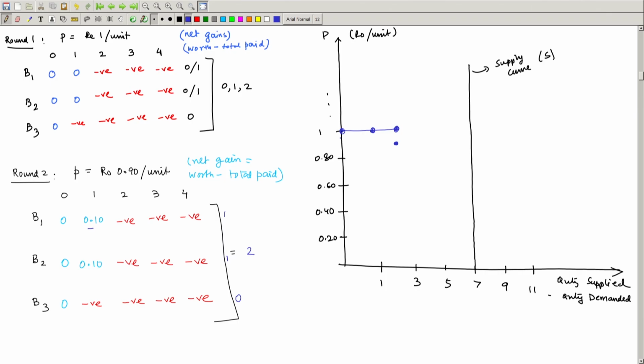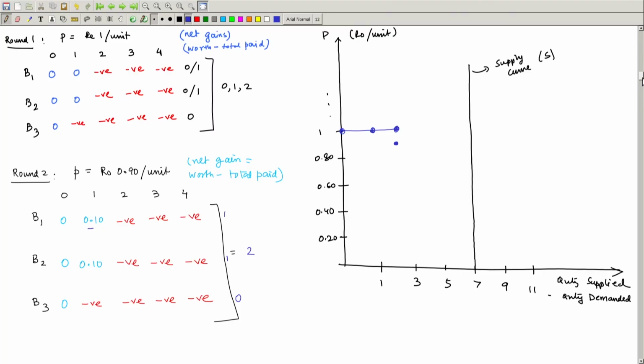So, I will urge you to check by taking a few other prices, take a price of 0.8, take a price of 0.75, take a price of 0.6 and repeat this exercise, right. So, that will also help you to understand this better. It will also help you to play around with how to compute the net gains, so that you can understand at these various prices what are the total quantity demanded.